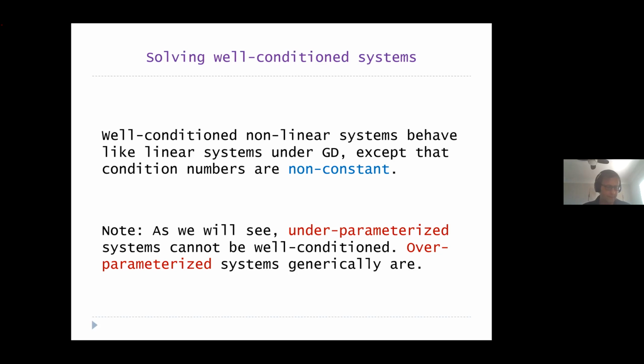Now, the interesting thing, which we will discuss in a little more detail, is that under-parameterized systems cannot be well-conditioned in this sense, but over-parameterized systems generically, in a certain sense, are. So this only applies to over-parameterized systems. This is this new world where the number of parameters is larger than the number of constraints.